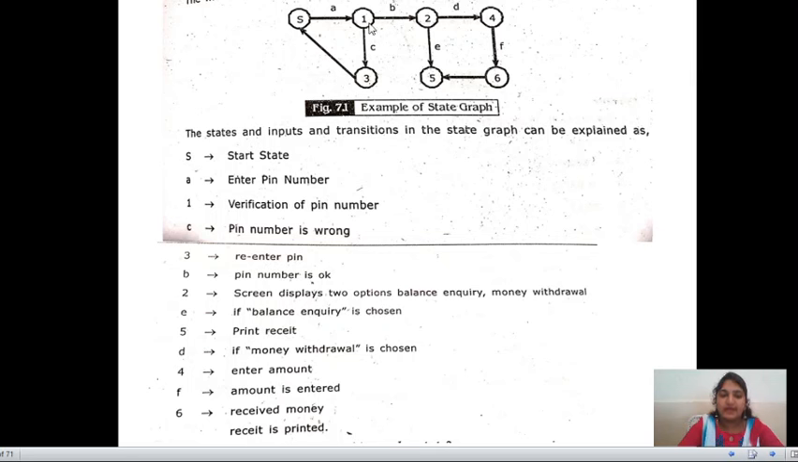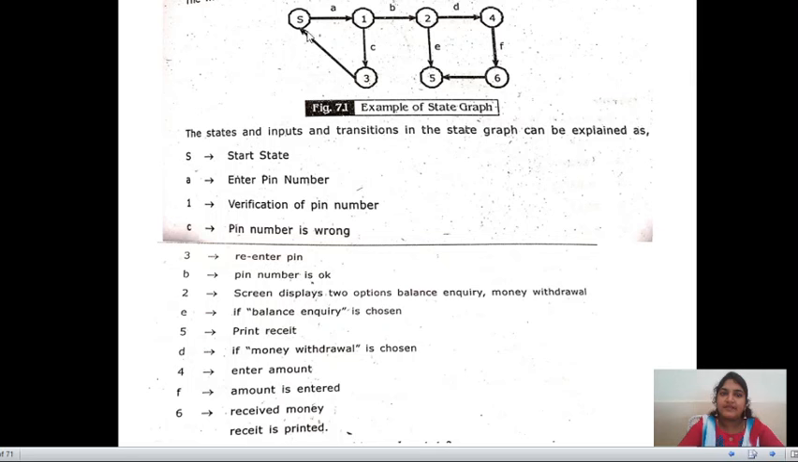After verification of the PIN number is done, it will go to PIN number is okay. And 2, the screen displays two options: balance inquiry and money withdrawal. If balance inquiry is chosen, then the fifth state, print receipt. And D, if money withdrawal is chosen, enter the amount. Amount is entered, money is received, and the receipt is printed. So these are the states.